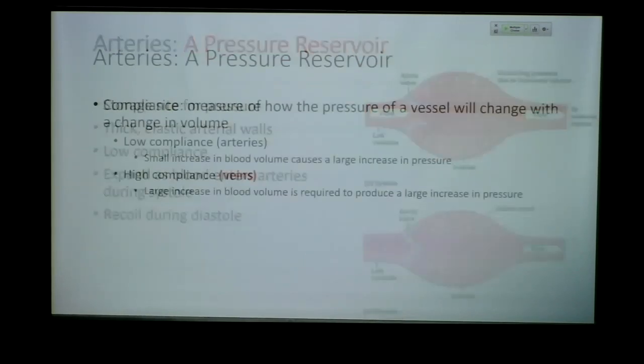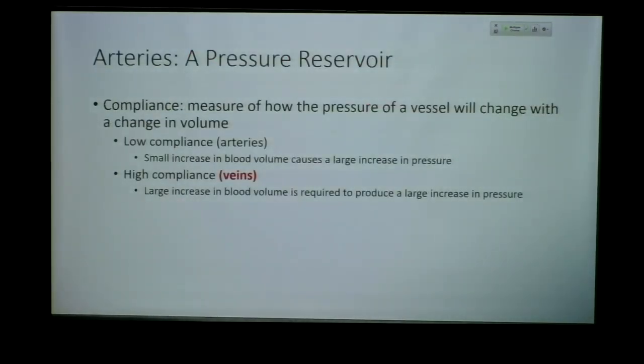Okay. All right. Now, compliance, we said, is a measure of how the pressure of the vessel changes with the volume. In arteries, we typically have low compliance. This means that they are stubborn. They like to maintain their shape. So a small increase in volume causes a large increase in pressure. Whereas in high compliance, which we'll see later on in veins, a large increase in volume is required to generate a large change in pressure.